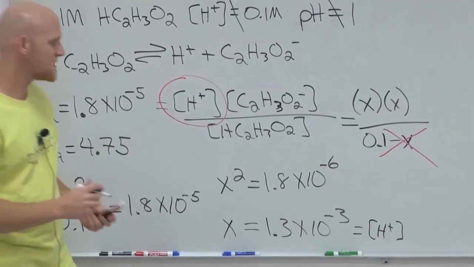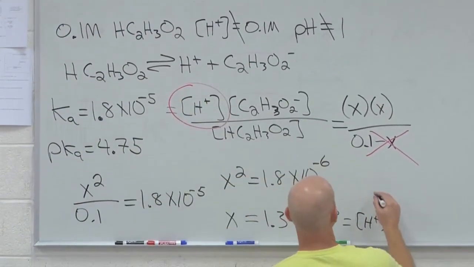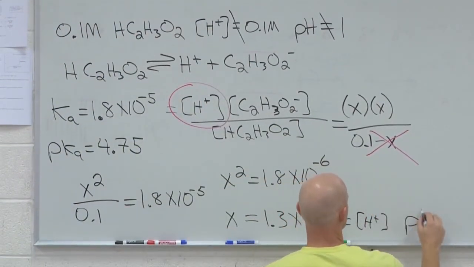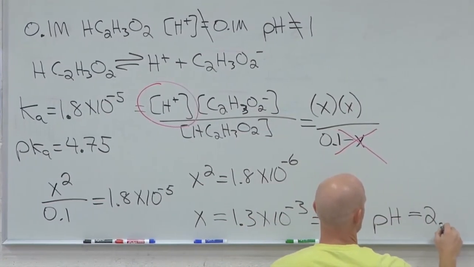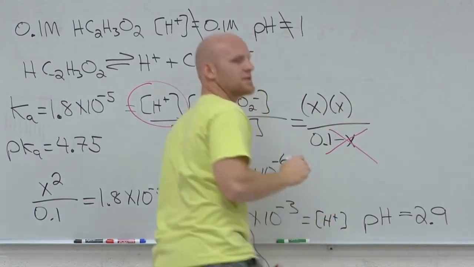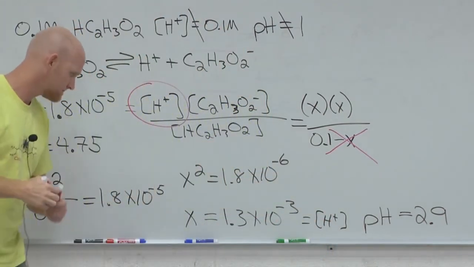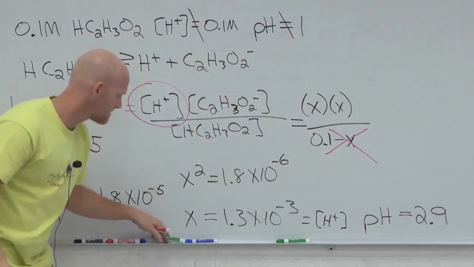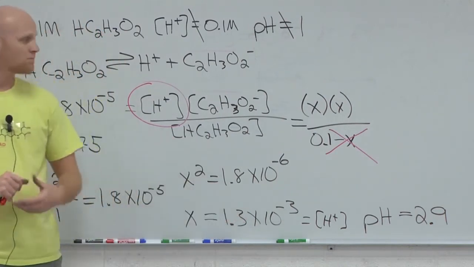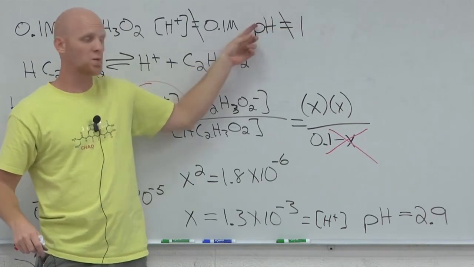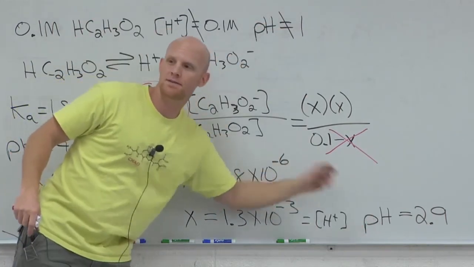And in this case, what does that get you for a pH? If you work it out, it should be somewhere right around 2.9. Cool, just took the negative log of this number. So we see, yeah, the pH was definitely not equal to 1. It was quite a bit higher.